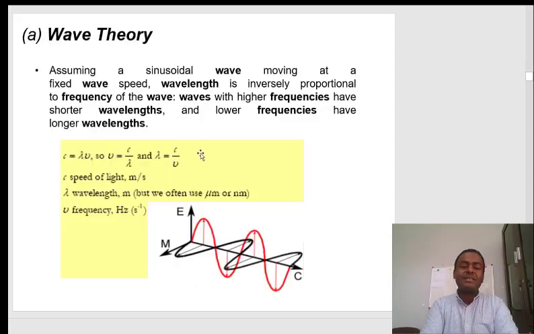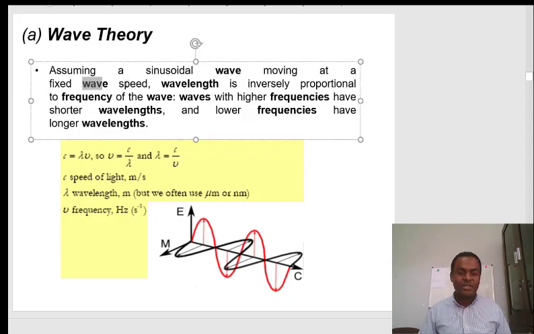What does wave theory say? Wave theory says, assuming a sinusoidal wave or a sinusoidal model moving at a fixed wave speed. This speed is the speed of light. It is fixed, it is constant, it is c. Wavelength is inversely proportional to frequency.